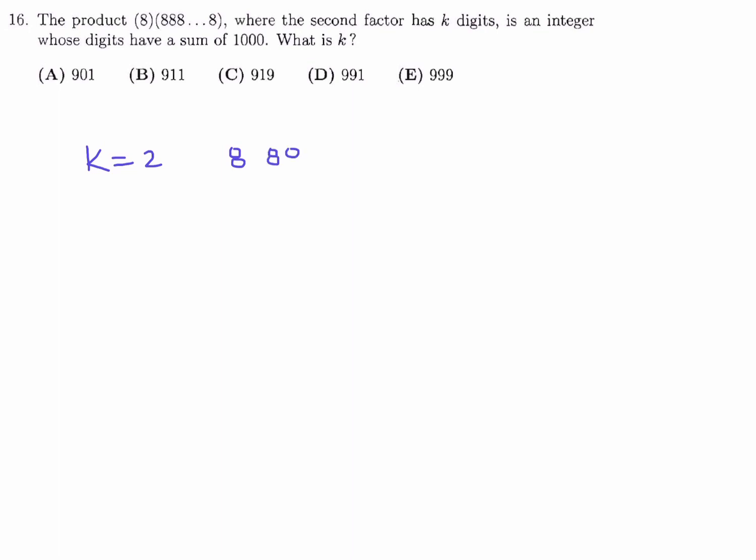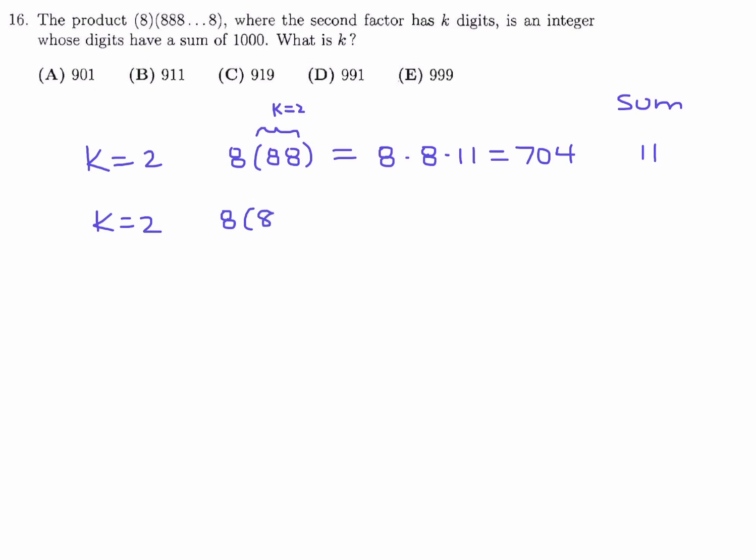So when k is 2, basically we just have two 8s right here. K is equal to 2. So let's figure this out. This is obviously 8 times 8 times 11, and the product is 704. Now the sum of these digits is 11. So I'll just put that out there. Now when k is 3, we have 8 times 888, and that is of course 8 times 8 times 111, and that product is 7104. The sum of these digits is 12.